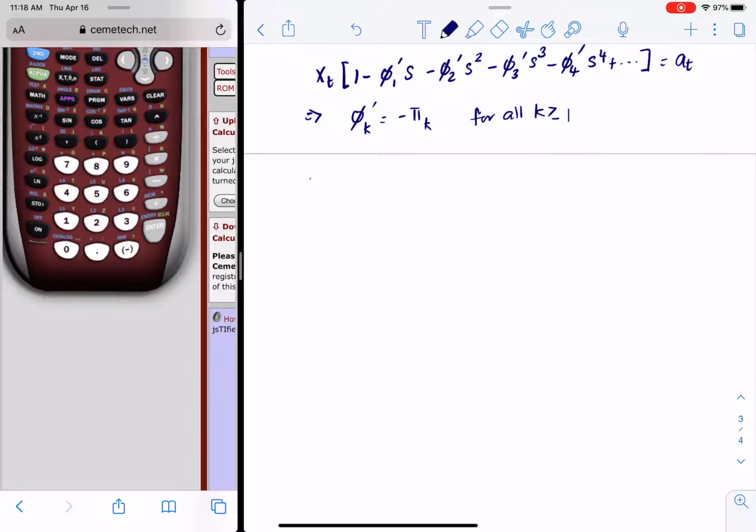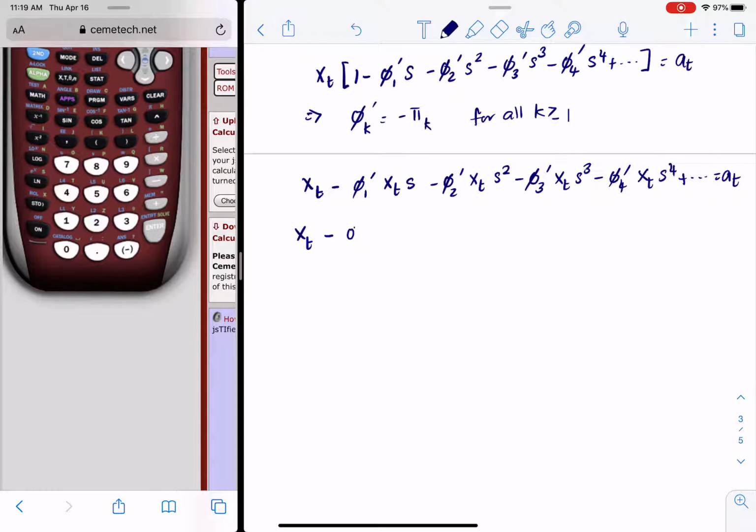Distribute the xt in, we'd end up having xt minus phi 1 prime xt s minus phi 2 prime xt s squared minus phi 3 prime xt s cubed minus phi 4 prime xt s raised 4, and so forth would equal at, but s and the backwards operator are one and the same, so x sub t minus phi 1 prime b times xt minus phi 2 prime b squared xt minus phi 3 prime b cubed xt minus phi 4 prime b raised 4 xt equals at.